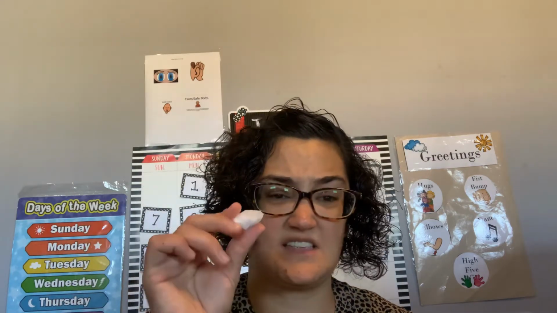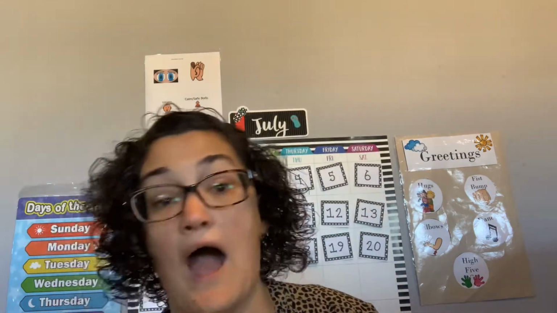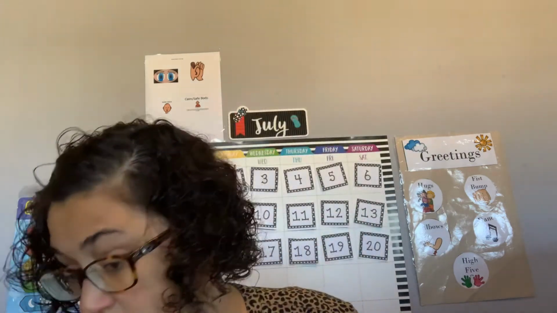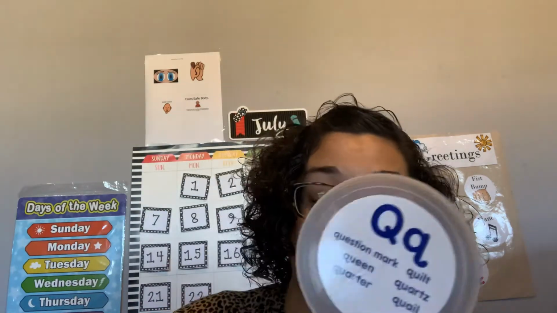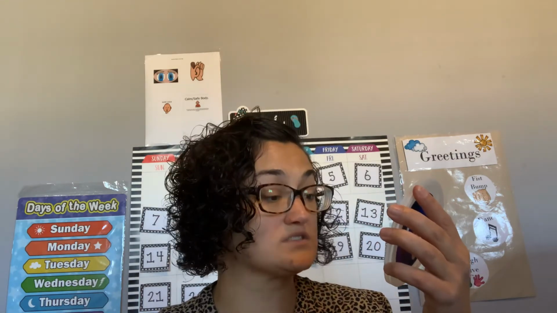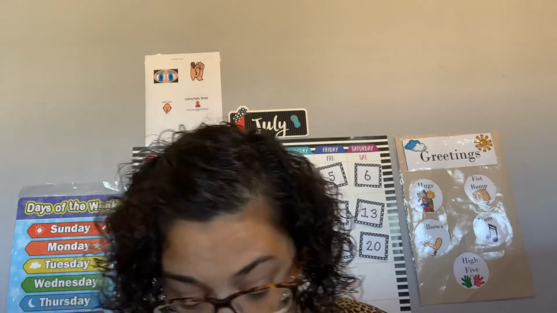Oh, and then this is a little tricky. This is a piece of rock called a quartz. Quartz. It is a type of rock. And then I have this coin. This coin is called a quarter. A quarter. Okay, so let's look at the back of my lid to make sure we found everything. I found a question mark, a queen, a quarter, a quilt, quartz, and a quail. So the Q bucket is all done.